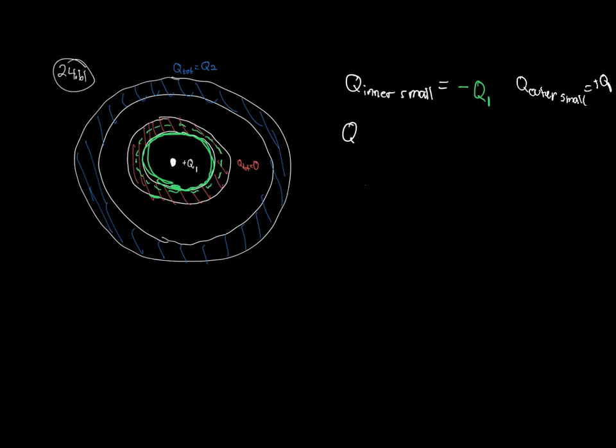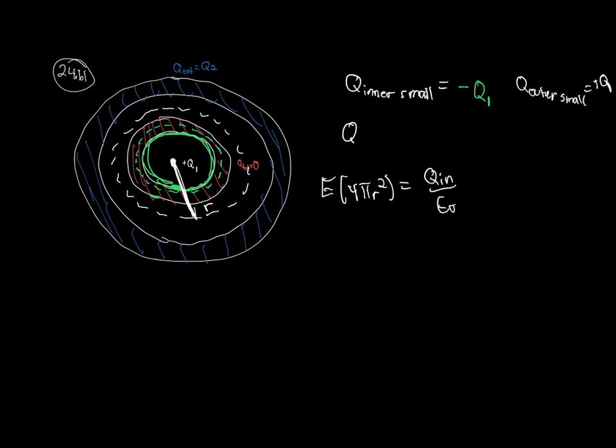Okay, what's the next part? We have to find the electric field in this region at a distance little r. So E times 4 pi r squared, using Gauss's law, equals Q in over epsilon naught. How much charge is enclosed inside of this?